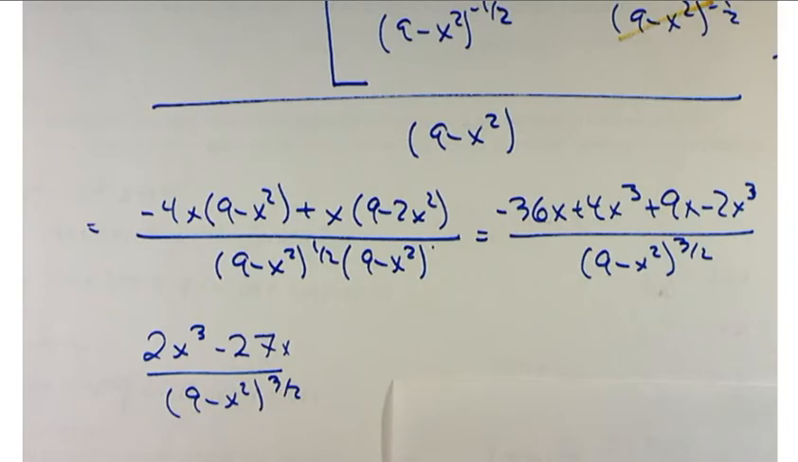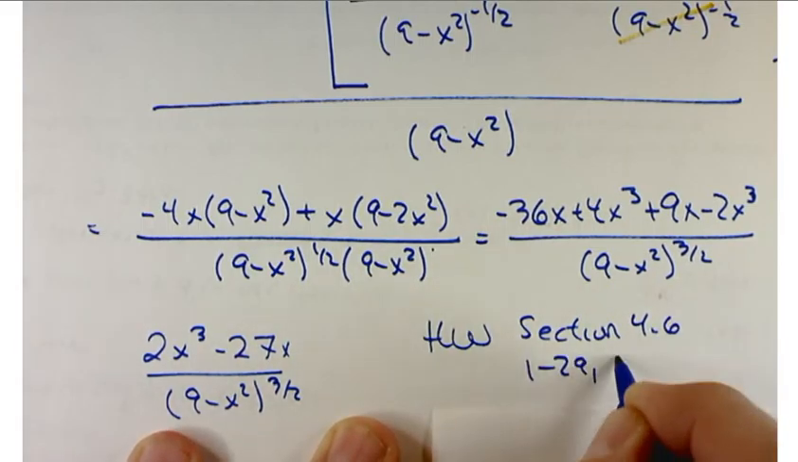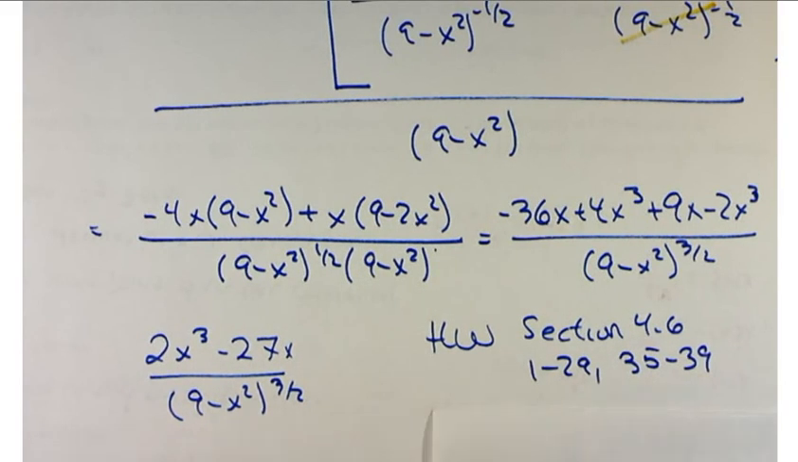Let me give you some homework. For homework, try 1 through 29 and 35 through 39. So I threw in a couple numerical ones there. So homework, section 4.6, 1 through 29, and 35 through 39. See ya!